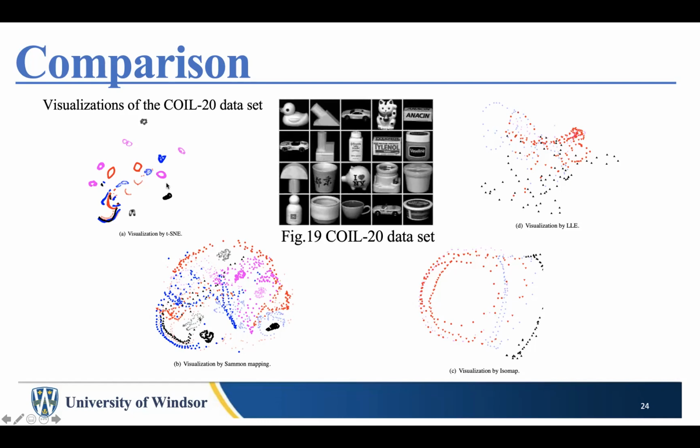This is the visualization of the COIL-20 dataset. We apply the t-SNE, Sammon mapping, Isomap, and LLE. For many of the 20 objects, t-SNE accurately represents the one-dimensional manifold of viewpoints as a closed loop. For objects which look similar from the front and the back, t-SNE distorts the loop so that the images of front and back are mapped to nearby points.